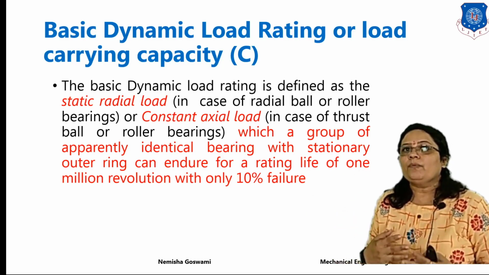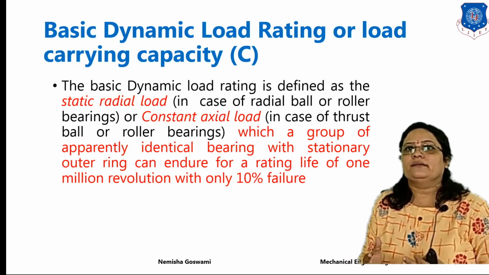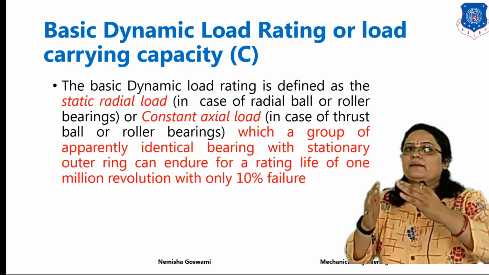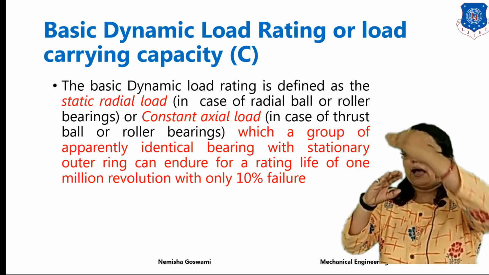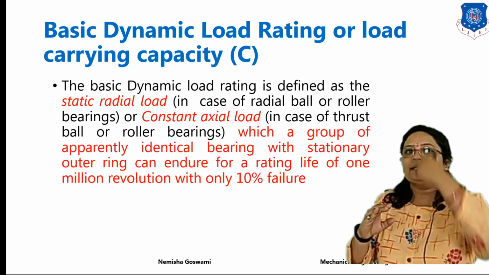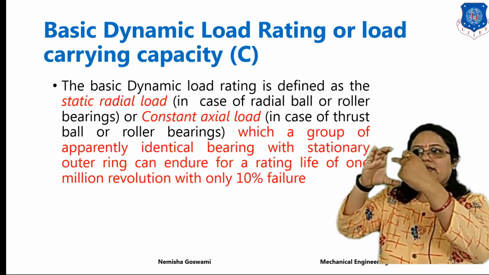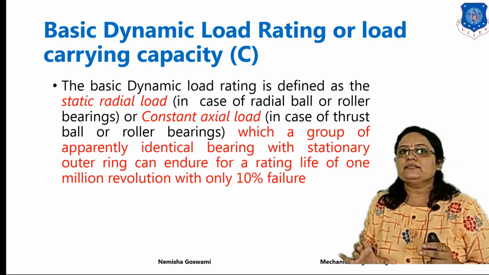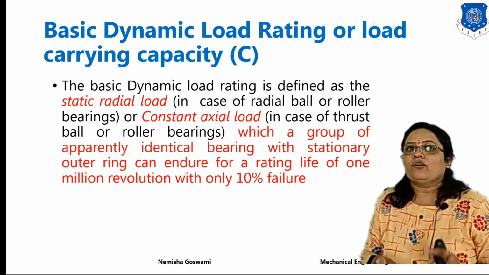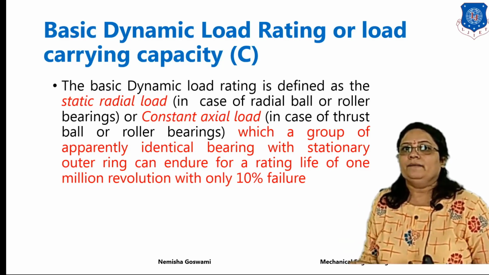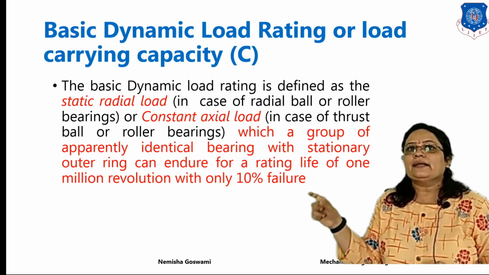Which a group of apparently identical bearings with a stationary outer ring can endure for a rating life of 1 million, that is 10 raised to power 6 revolutions, with only 10% failure. What is meant by this? We have seen the diagram of the bearing in the previous lecture. There were two rings, the outer ring and the inner ring, or you can say outer race and inner race. So when we consider the outer ring stationary.